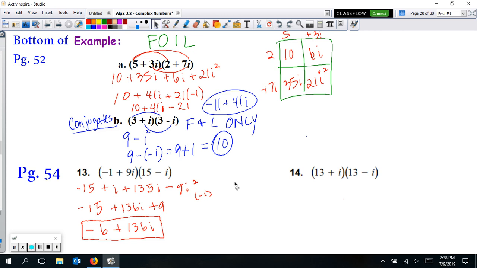So remember, we still need to label this. Is it imaginary or real or pure imaginary? It's just imaginary because it does have a real and imaginary part.